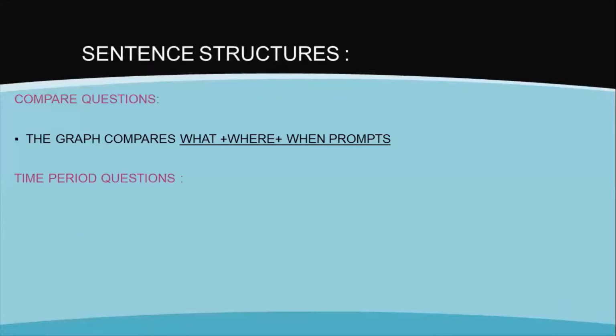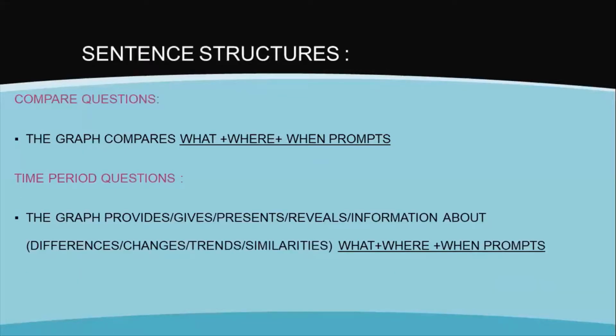If it is for time period questions, if the question is like the percentage of population in 3 different areas of India over a period of 10 years from 1990 to 2000, how can we write it? You can start like "the graph provides". If there is only one graph, it will be "provides" or "shows". If there is more than one graph or more than one table, it will be "provide".